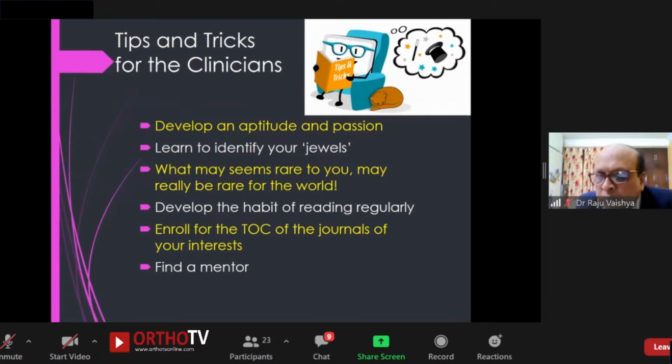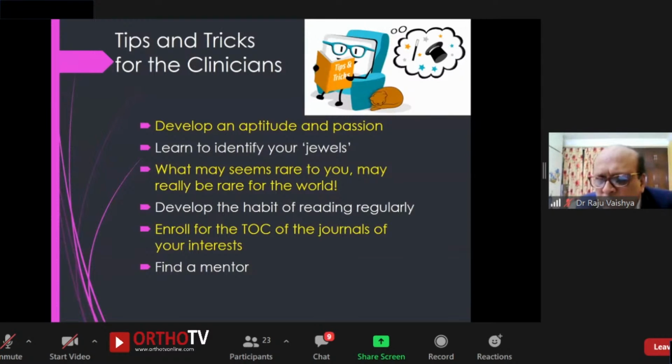And the first and foremost is that one should develop an aptitude and passion for research and publication. You must also learn to identify your jewels. By that I mean what may seem to be rare to you may actually be rare for the world. So if in your practice of 25, 30 years, you have come across a complex case or a rare case that you have not seen before, read about it, then it may be rare actually, and then you must investigate, and if that's so, then you can send it for publication as a case report or case series and so on.